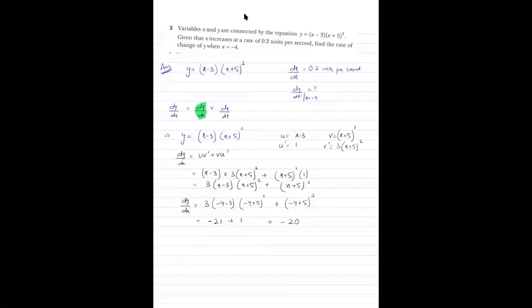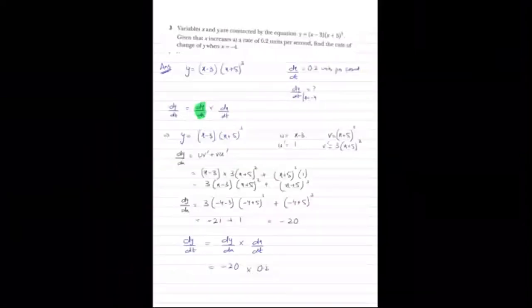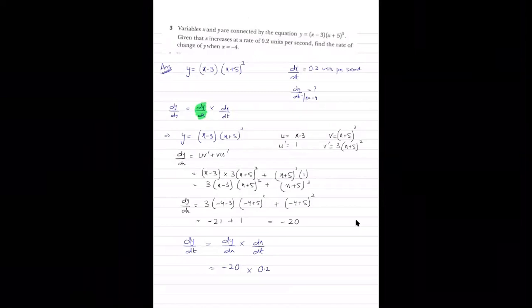Yes, sir. I'm coming back to the chain rule again. I was interested in finding dy by dt. dy by dt was equal to dy by dx times dx by dt. dy by dx came out to be minus 20 when x is minus 4, and dx by dt is a constant value of 0.2. So when you solve this, what do you get? Minus 4 units per second.